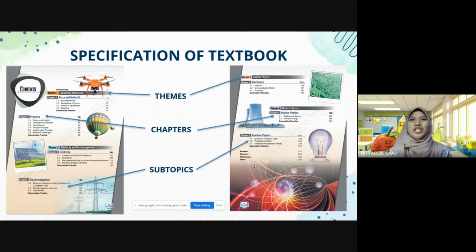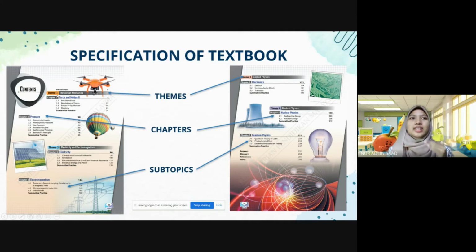Alright, when you open the textbook, I guess all of you will take a look at the content first, right? It is because we want to know what topic, what chapter, how many chapters that we are learning all over the year. So, in this specification of textbook, I want to introduce you what is theme, what is the chapter, or what is the subtopic. Okay. The top of every chapter is called theme. Alright, theme is the overall meaning of what we are going to learn.